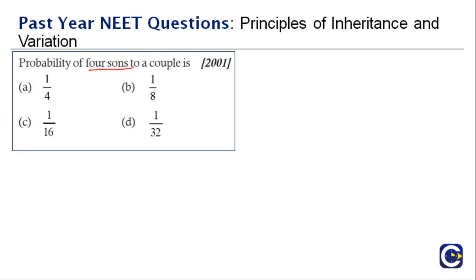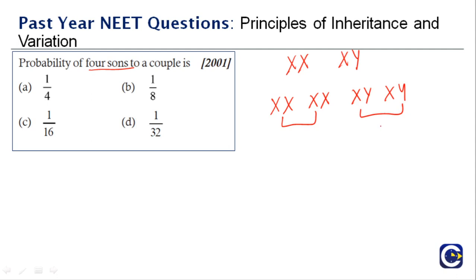Probability of 4 sons to a couple is what? So this is again a mathematical question. So you definitely need to write it down. So the female is this and the male is this. So what are the possible children that they can have, if you do the cross? It can be this. Okay, so it can have like 2 daughters and 2 sons. So what is the probability of having a son? It is 2 by 4 or it is 1 by 2. So this is the probability of son.